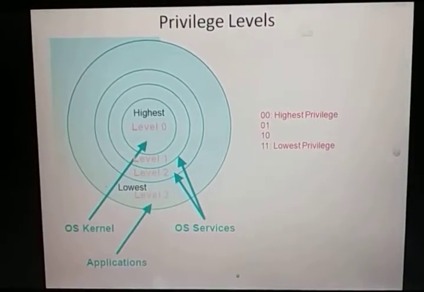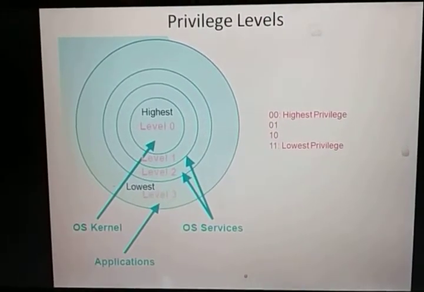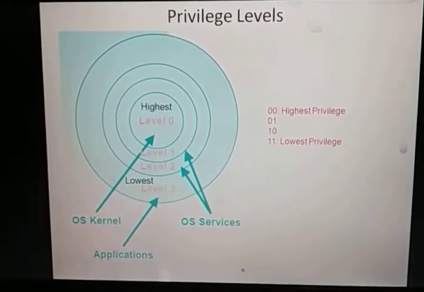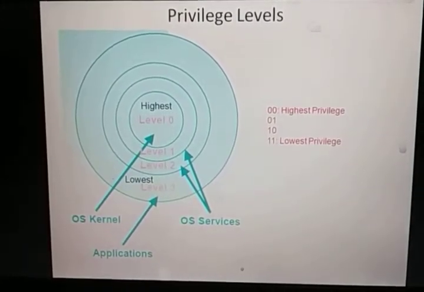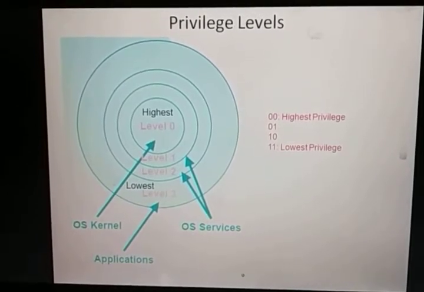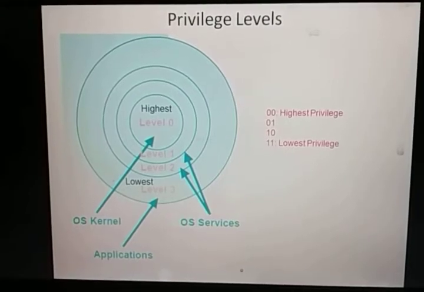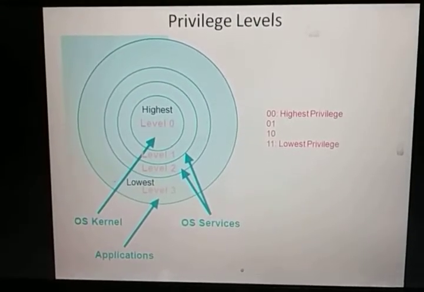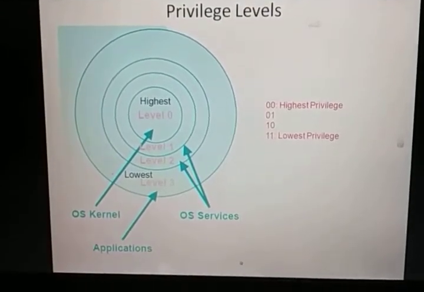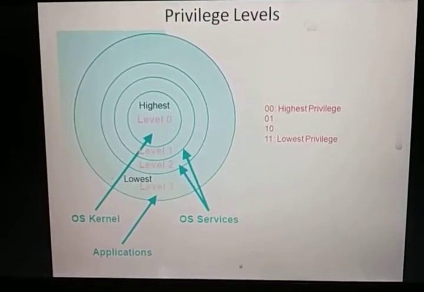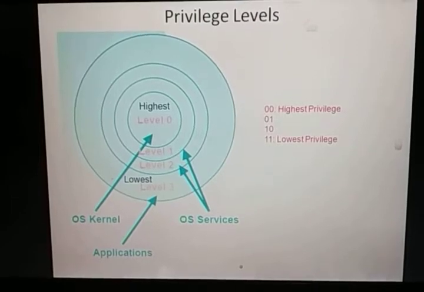Hello everyone. Now our next topic is privilege labels. We discussed earlier that privilege labels are used for protection purposes. The 80386 provides protection by using privilege labels, and it has 4 privilege levels, from privilege level 0 to privilege level 3. In this diagram you can see privilege level 0 is the highest privilege level and privilege level 3 is the least privilege level.